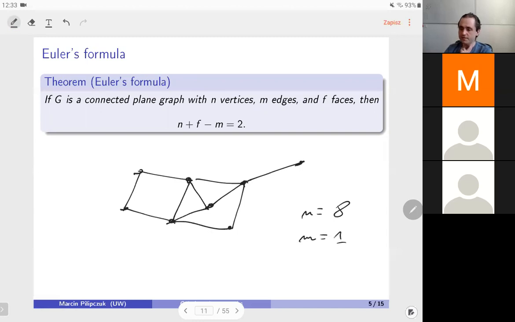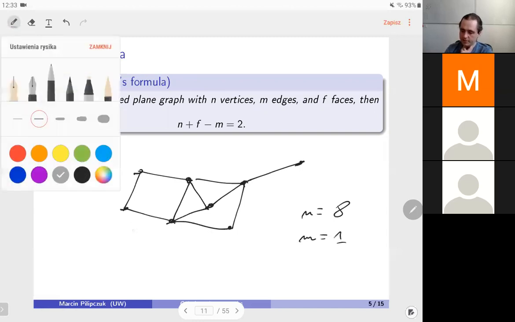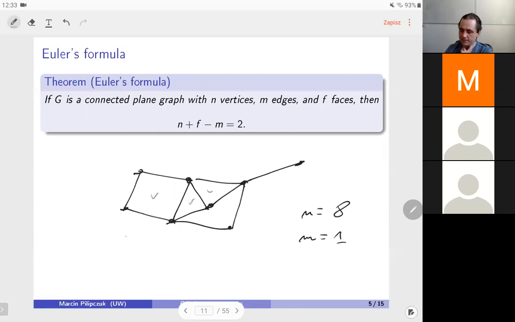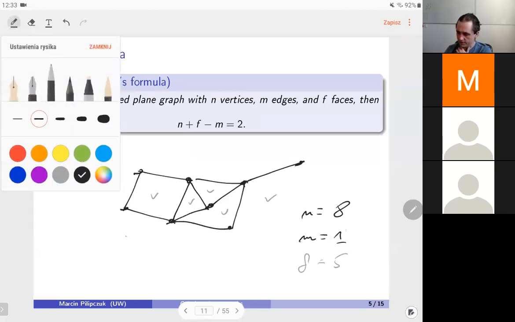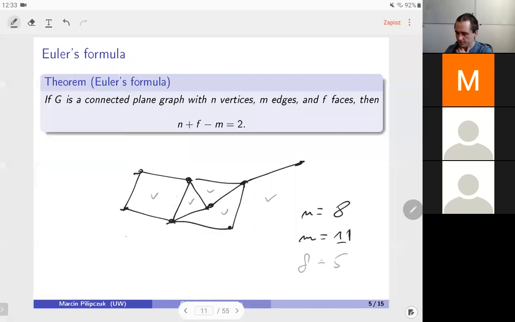Now let's count the faces. I have these faces inside. The faces are the maximal connected regions of the plane after you delete the graph. 1, 2, 3, 4. And the outside is also a face. This is the outer face. So the number of faces is 5, and the number of edges was 11.